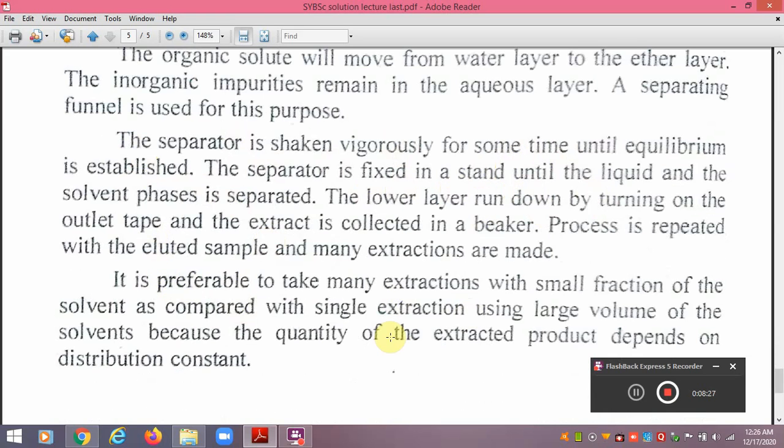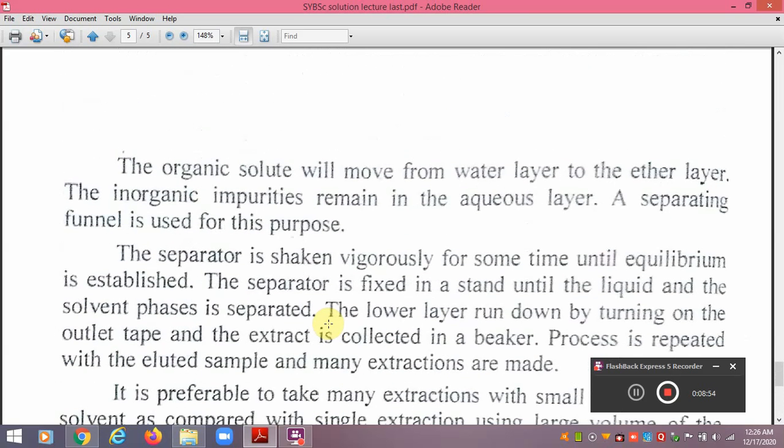Later on, the organic layer that consists of ether, as it is volatile, will go off and only the product will remain. It is preferable to do many extractions with small fractions of the solvent as compared with a single extraction using a large volume of the solvent, because the quantity of extracted product depends upon the distribution constant. So it's very important to use this technique whenever the solute is soluble in the aqueous phase, as it can then be separated from the aqueous layer.